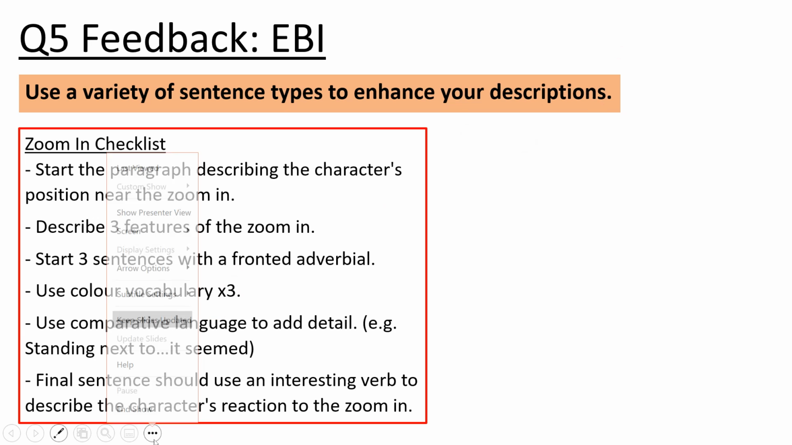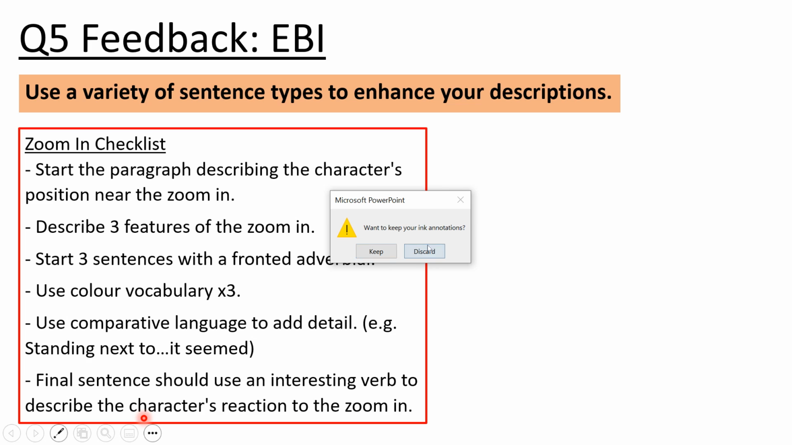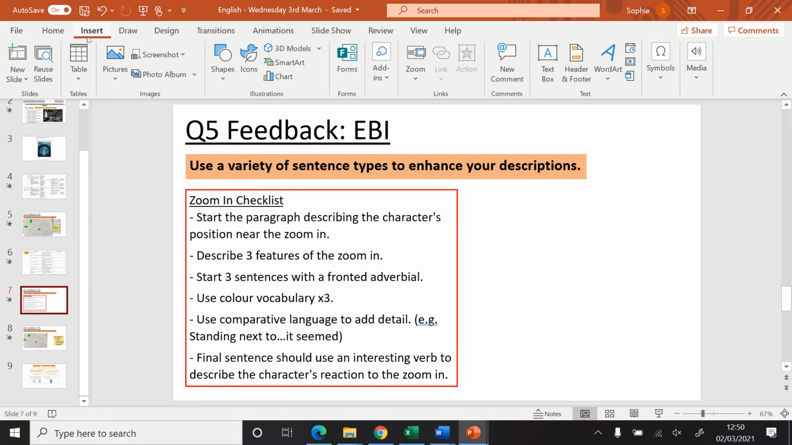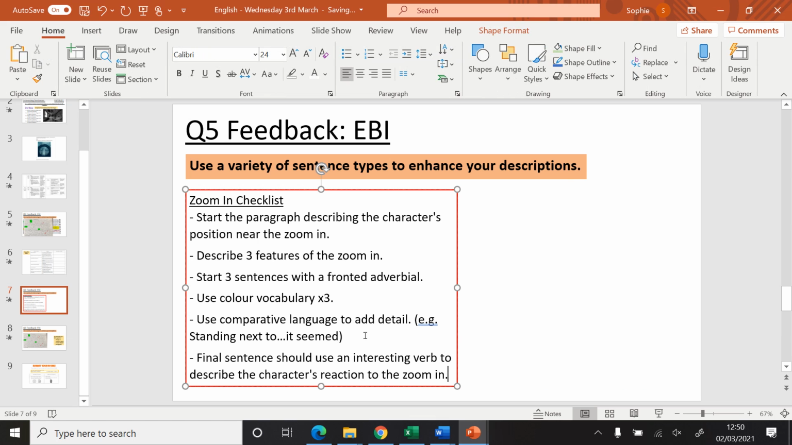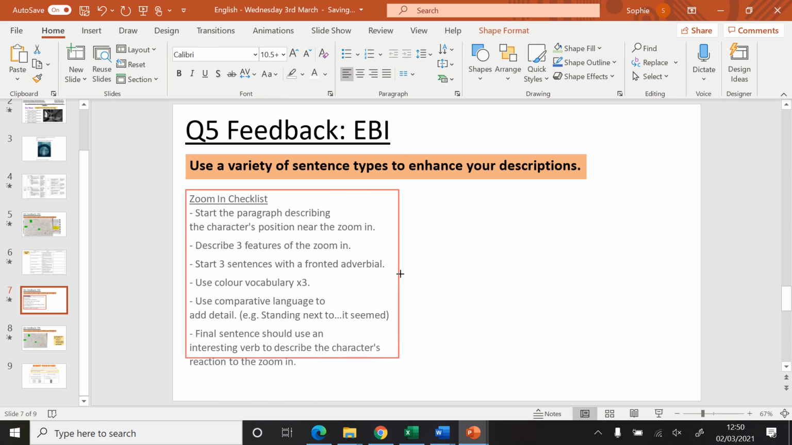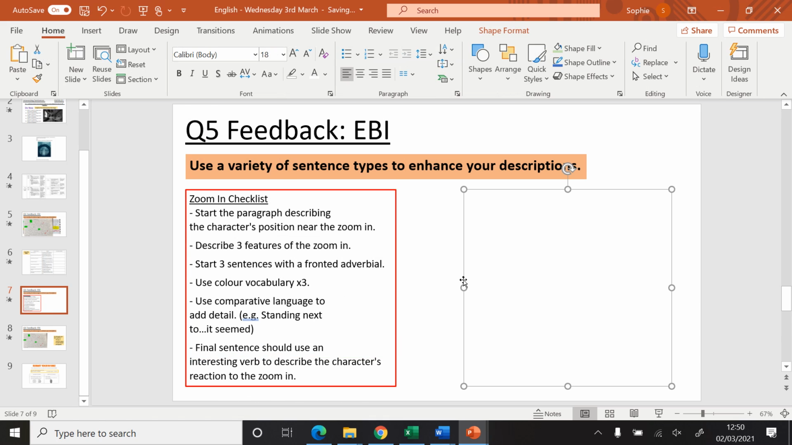So let me just X out of my slideshow, and let me grab a text box. All right, so on the screen we have the checklist for the zoom out, and I'm just going to make it a little bit smaller so I have more room to write my paragraph. There we go. I'm going to use a checklist to write my answer, but I'm going to pay particular attention to the sentence types that I'm using.